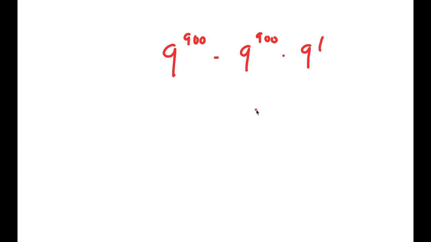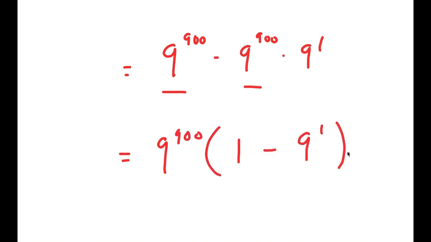So, now from here, these two terms have the number 9 to the power of 900 in them. So I'm going to factor out 9 to the power of 900, which is what I said I was going to do at the beginning of the video. So now I get 9 to the power of 900 times 1 minus 9 to the power of 1.